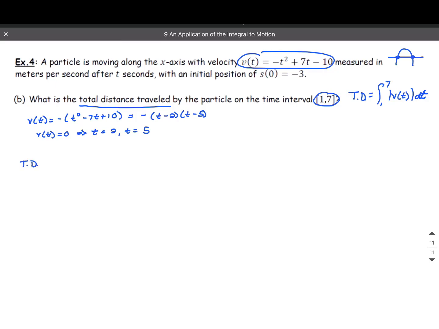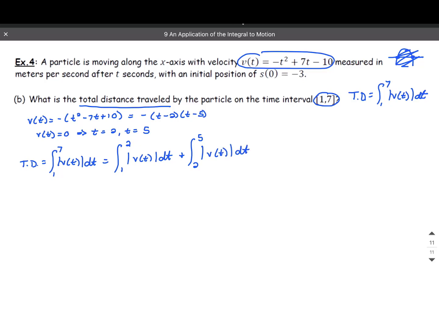So our total distance, which is the integral from 1 to 7 of the absolute value of v of t dt, is going to become, and you know what, we'll do this so you don't even know when it's upside down or right side up. Let's pretend you don't know. The integral from 1 to 2, just in case you get one where you have to, of the absolute value of v of t dt, plus the integral from 2 to the other x-intercept, 5, of the absolute value of v of t dt.